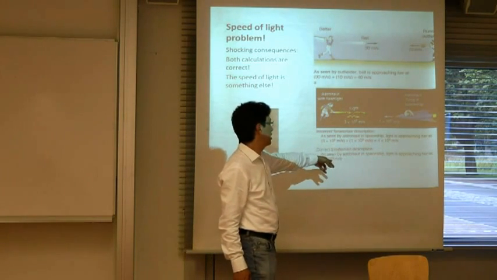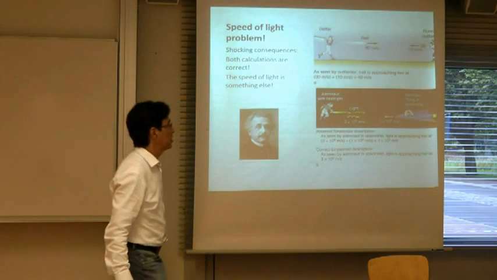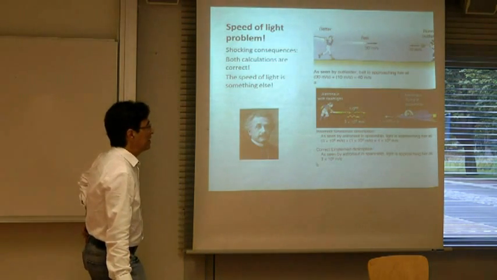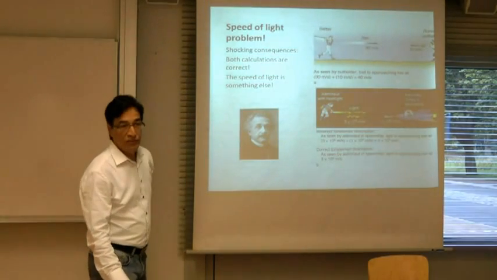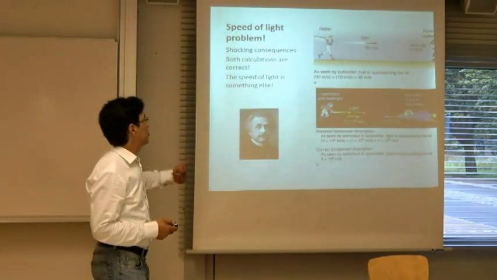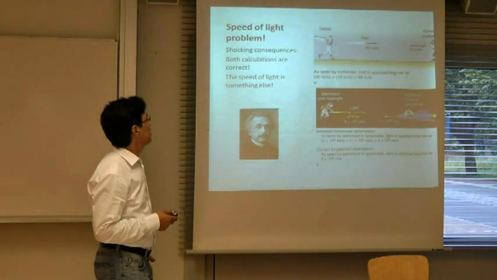The correct Einstein description is here: as seen by the astronaut in a spaceship, light approaches her at exactly the speed of light. This is the problem. And why is this the problem? We'll see that in the next slide.